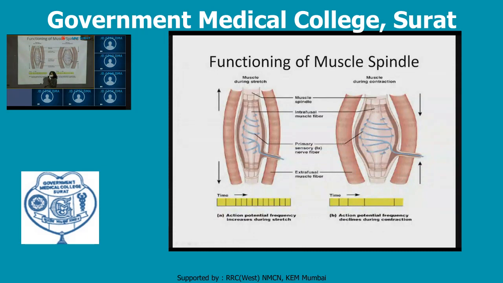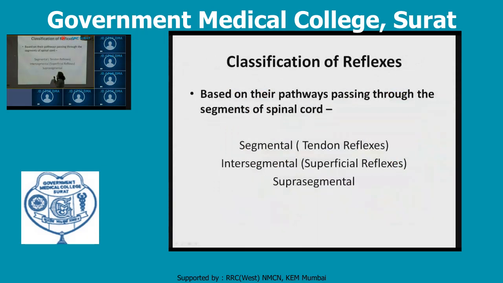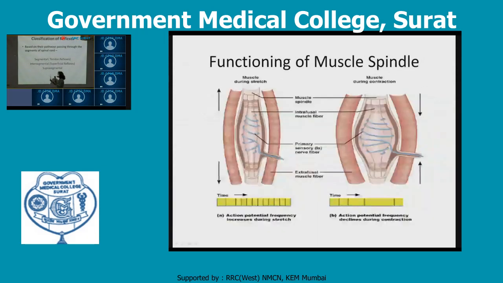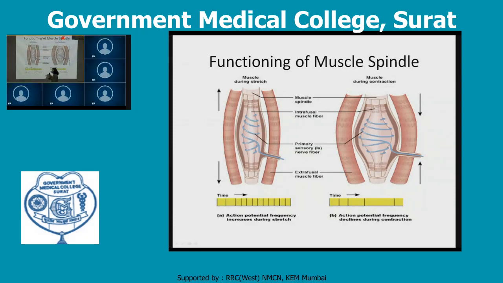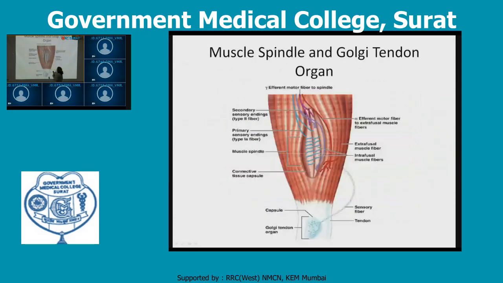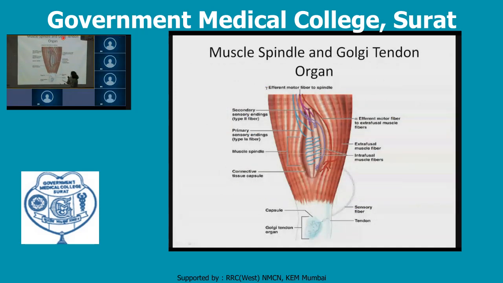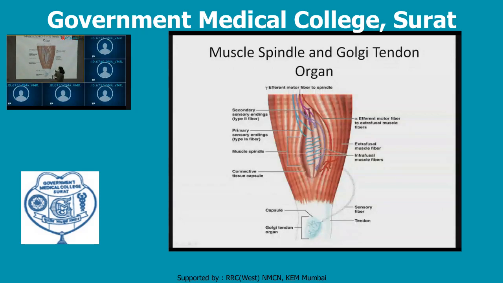Now, the Golgi tendon organ is stimulated whenever there is increased tension in the muscle. If a strong stimulus is applied to the muscle, it contracts forcefully. So the tension in the muscle will increase and that will stimulate the Golgi tendon organ.